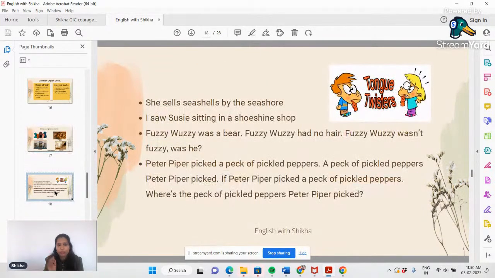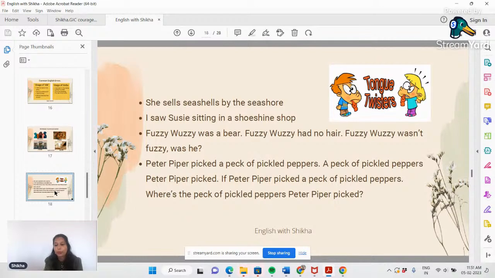So if you want to improve your pronunciation, you can use some tongue twisters also. Here I have listed only few, but I have got a big list of tongue twisters which I give to my students to practice. And by practicing them, their pronunciation, as well as their clarity in speech, their reading style, everything improves. Okay, so here the first one is: she sells seashells by the seashore.